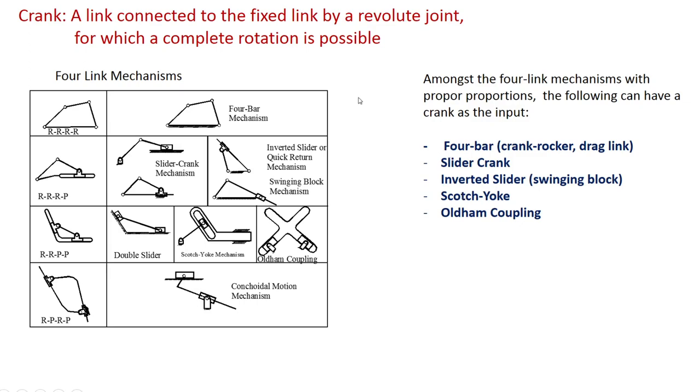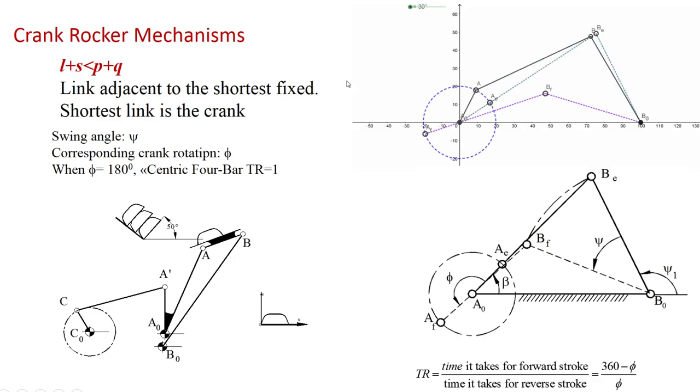Now, we shall discuss the global characteristics of these mechanisms, okay? Usually it is the swing angle or how we can design a crank mechanism. So, of course, for crank rocker mechanisms, if you have a crank mechanism using a four bar, we call it crank rocker mechanism.